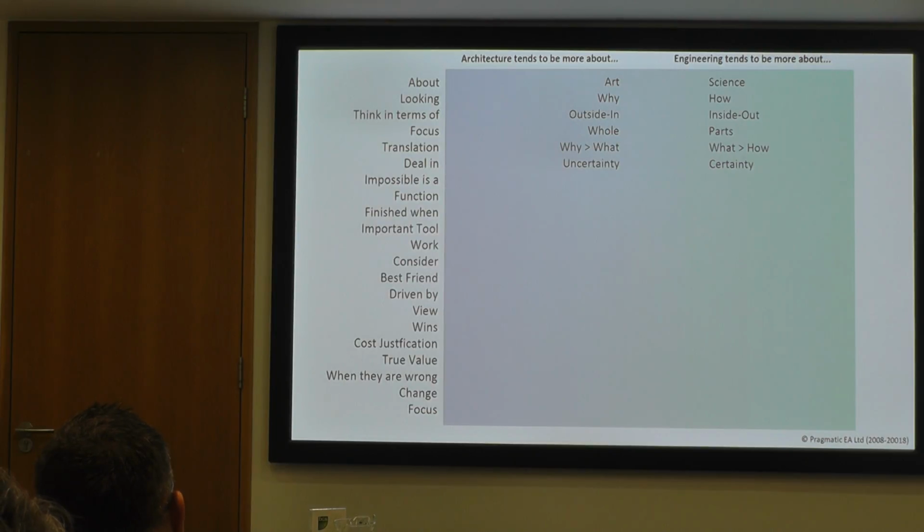Engineering deals in certainty. Engineering does not say, will this floor support the wall? No, it definitely will support the wall, we are certain. For architecture, an architect sees the impossible as an opportunity. Anything that's impossible is, all right, let me explore that. For an engineer, that's a constraint. It's impossible, that's a constraint.